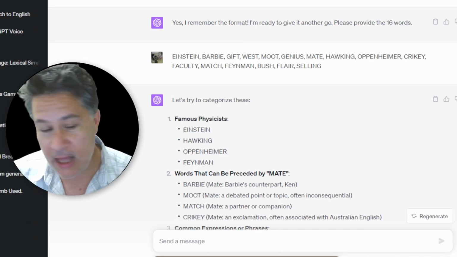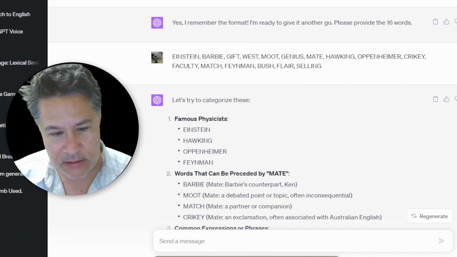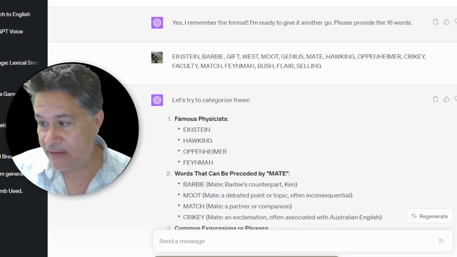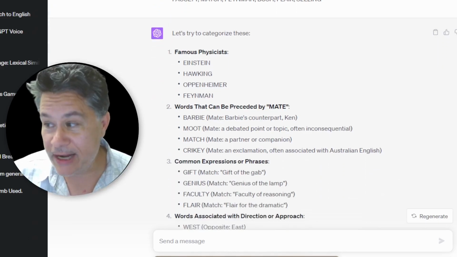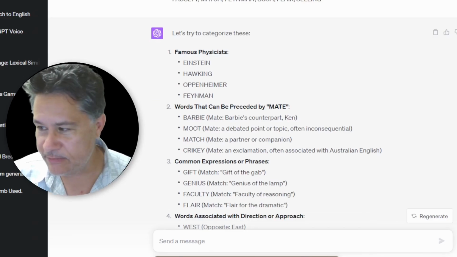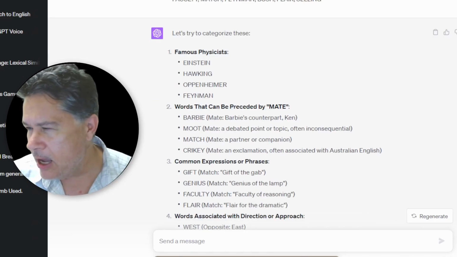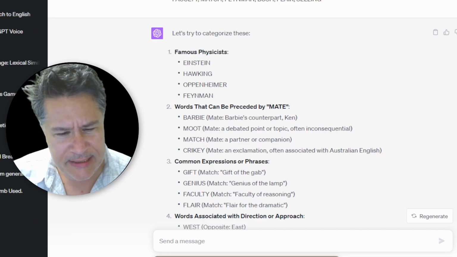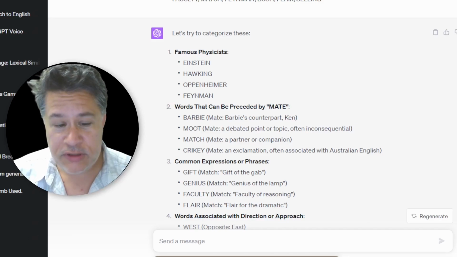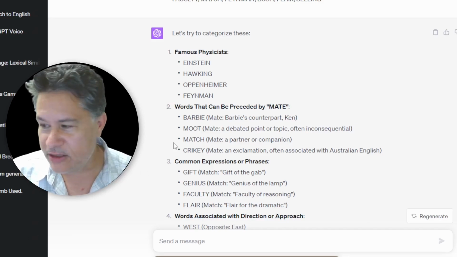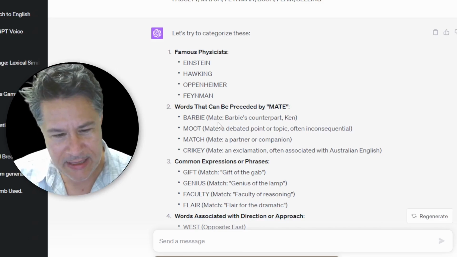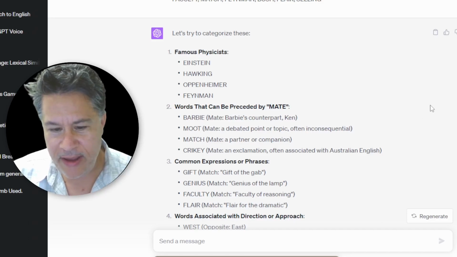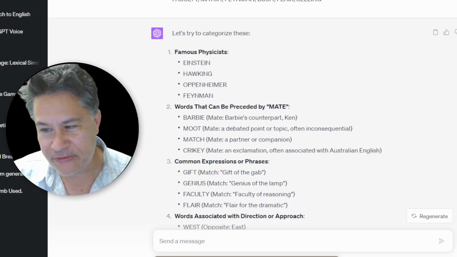First off, she absolutely nailed the famous physicists. That was perfect, okay? So pretty awesome. Correct category and understood all those names from the list of 16. This one was slightly disappointing. I almost thought, oh my gosh, because I saw the Barbie and the Crikey, did she get the Australian words? But not quite. And I don't see how any of those are preceded by mate. So that was a little off.